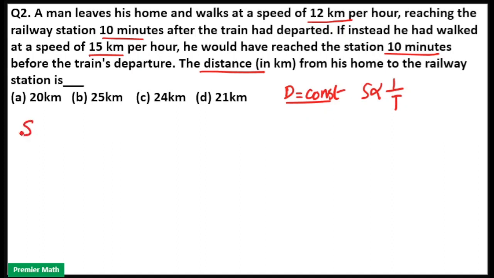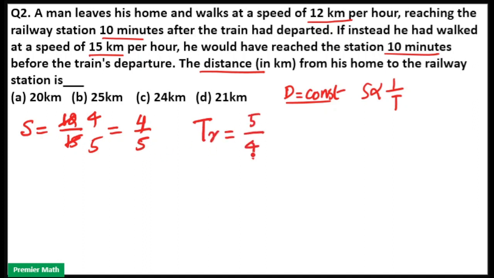Here, speed ratio is 12/15. That means 3 into 4, 12, 3 into 5, 15. So 4/5 is the speed ratio. That means time ratio is reverse of speed ratio, that is 5/4. Here difference between 5 part and 4 part is 1 part.